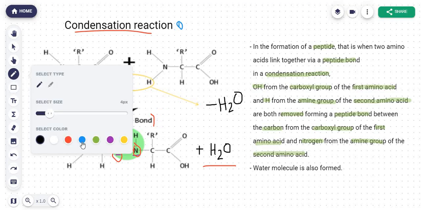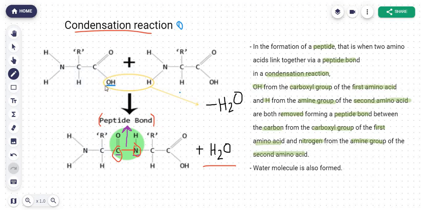Okay, so here's the thing. OH, as you can see, is right here from your carboxylic group, which is right here from the first amino acid, is removed along with the H right over here from your amine group of your second amino acid. So OH here and H here means H2O. So they're removed together, which means the water is being eliminated, and a bond is made between this carbon and this nitrogen, right? It's circled here, the red here. This carbon here of your carboxylic group, and nitrogen here of your amine group. And this bond between this carbon and nitrogen is called your peptide bond, and this is the polypeptide.